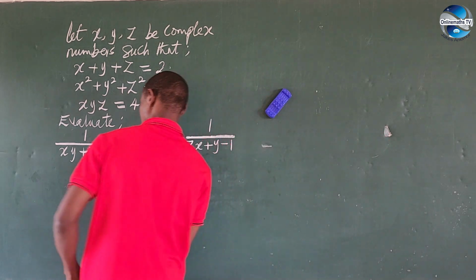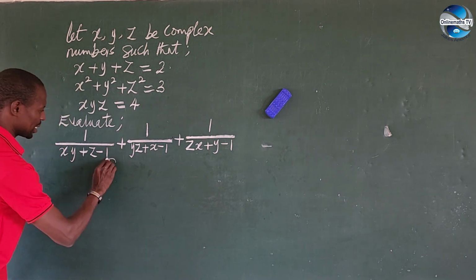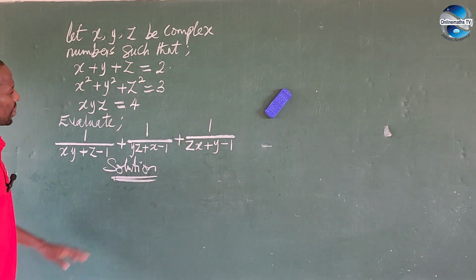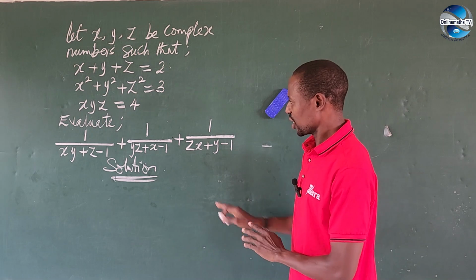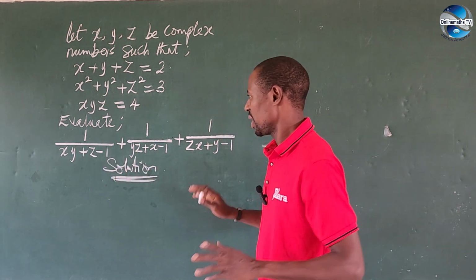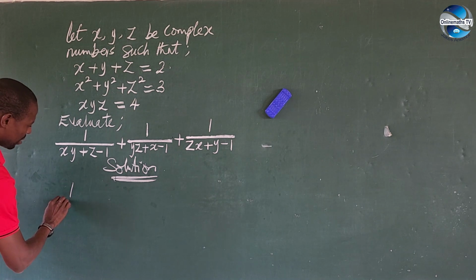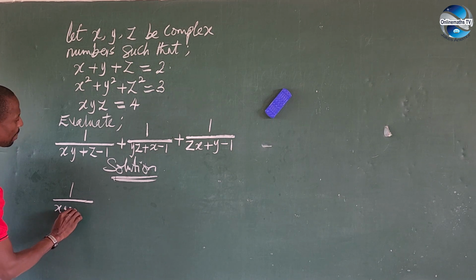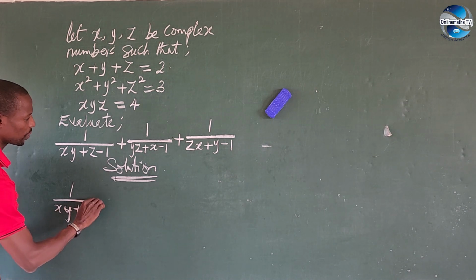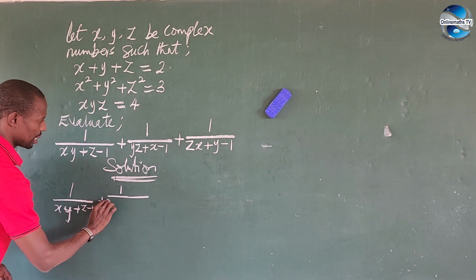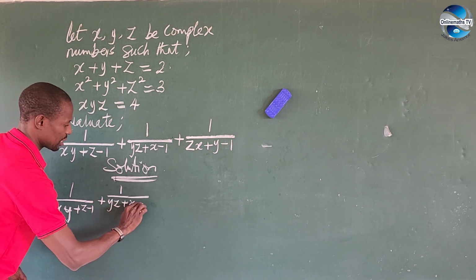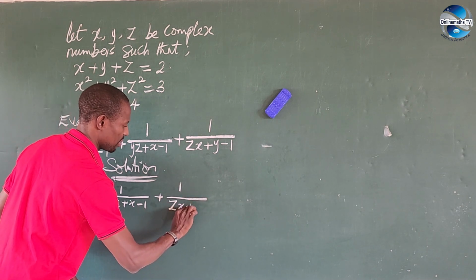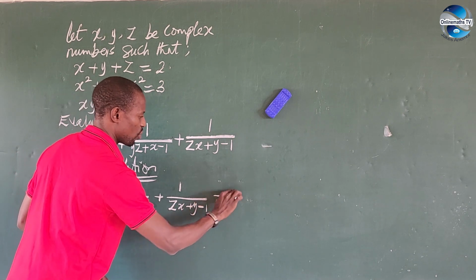So sit back. The first thing we do here, let's take our solution to this question. The first thing we're going to do is equate the whole of this to a constant. So let's assume we have 1 over (xy plus z minus 1) plus 1 over (yz plus x minus 1) plus 1 over (zx plus y minus 1) is equal to p.